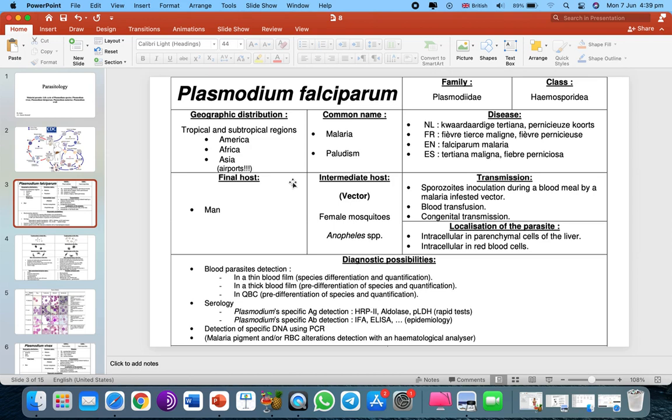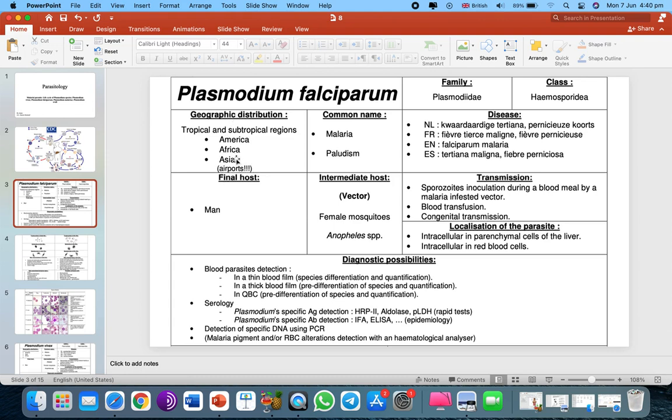So if we start with the geographic distribution of Plasmodium falciparum, it's famous in the tropical and subtropical regions. So Iraq is in the subtropical region. Okay, America, Africa, Asia, and sometimes it's called airport parasites. Why airport parasites?